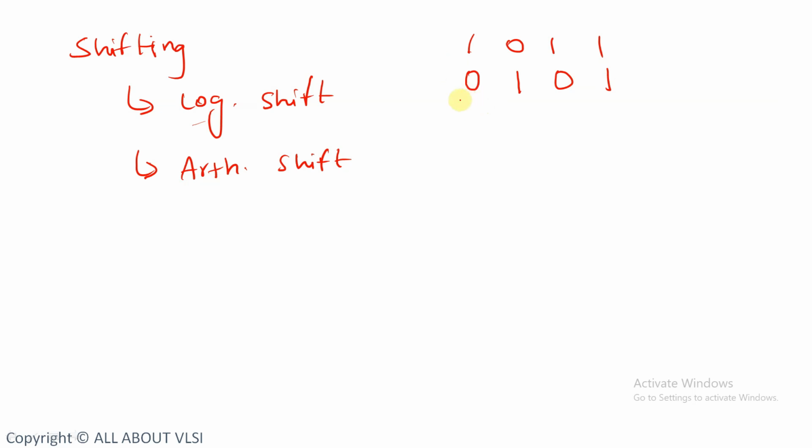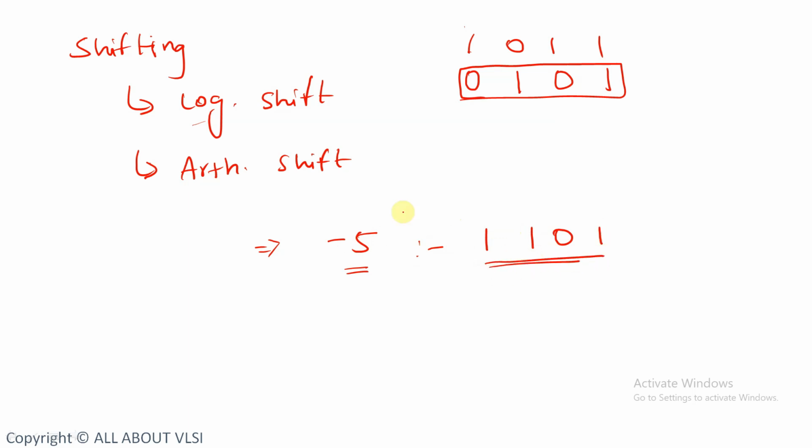Am I right? This is your logical right shift operation. Here, it may be a negative number or a positive number, the rule is the same. Use 0 for positive numbers and 1 for negative numbers. If you want to represent minus 5, it is 1 1 0 1. If you perform a logical shift operation, then your number will become 0 1 1 0. But if you perform an arithmetic shift operation, then your number is 1 1 0 1.